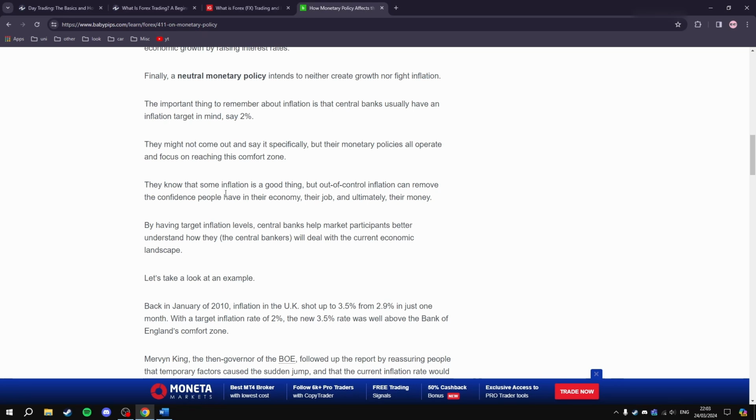They know that some inflation is a good thing, but out of control inflation can remove the confidence people have in their economy, their job, and ultimately their money. By having target inflation levels, central banks help market participants better understand how the central bankers will deal with the current economic landscape.